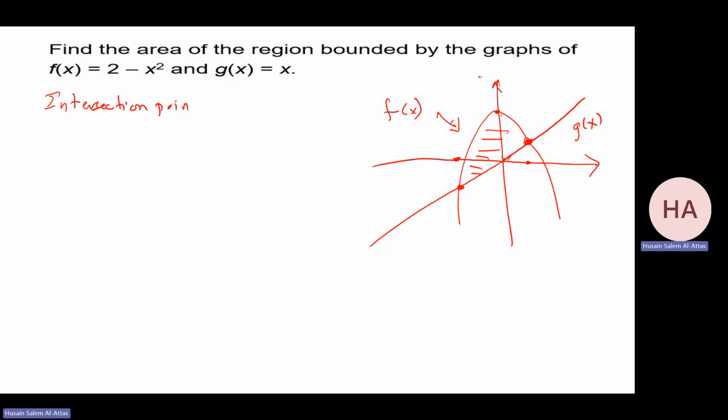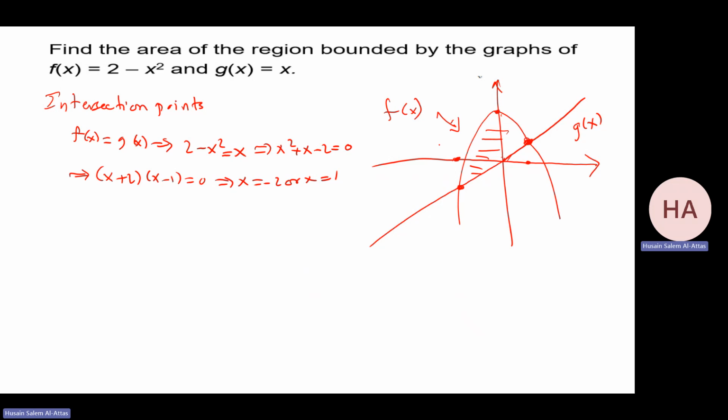How to find the intersection point of two curves? Just equate them. If f of x equals g of x, that implies 2 minus x squared equals x. So I have x squared plus x minus 2 equals 0. Factor it: x plus 2 times x minus 1 equals 0. So x equals minus 2 or x equals 1. So this is minus 2 and this is 1. That means my area will be the integral from minus 2 to 1. Now I have the values where I need to find the area.